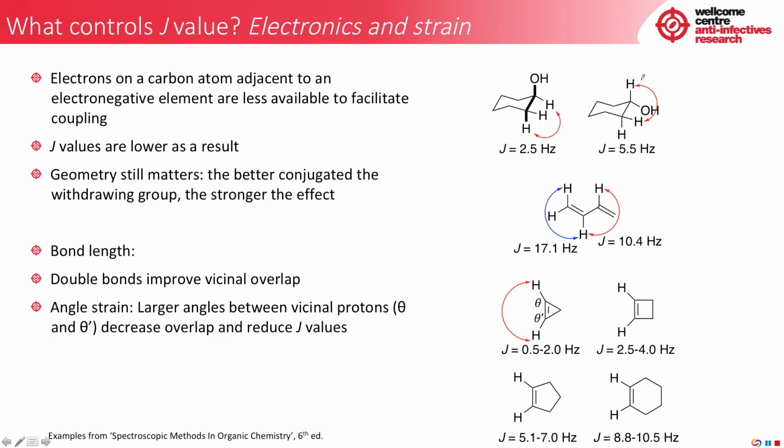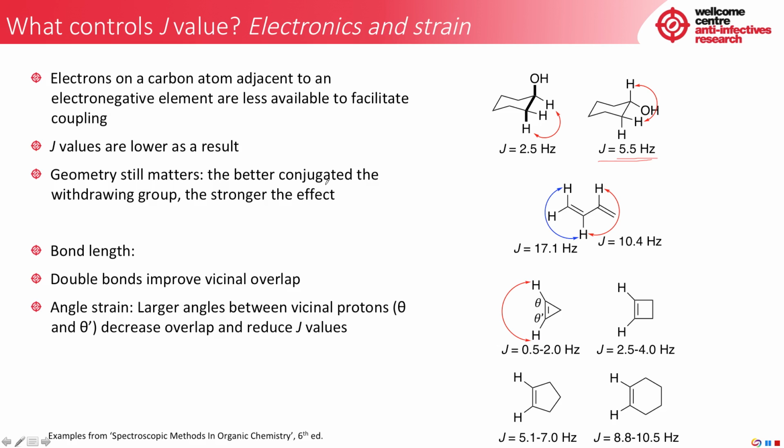If you actually take the same geometrical arrangement between the hydrogens here, but you move the oxygen into a position where it's less able to interfere, you get a much larger J value. I would point out though, this is still considerably smaller than you would have if the oxygen was gone entirely. So geometry still matters. The better conjugated the withdrawing group, the stronger the effect.